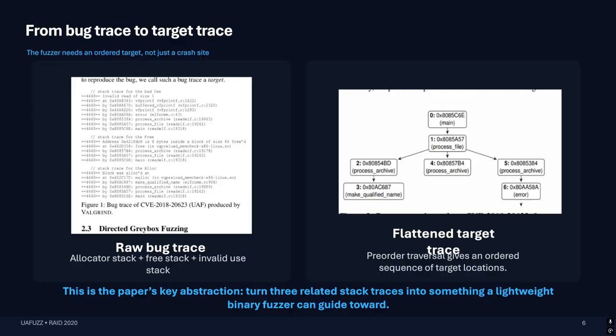Each of those events may involve several stack frames. Now, that information in raw form is useful for humans, but not necessarily for the fuzzer directly. So what the authors do in this paper is they transform, or as they call it, flatten the information into an ordered bug trace. That means the fuzzer gets a sequence of relevant target locations that represent the path towards the bug. Really smart design choice, because it turns a messy debugging artifact into something that the fuzzer can actually use itself. It's exactly what a UAF needs to be debugged, because there needs to be context for the situation.